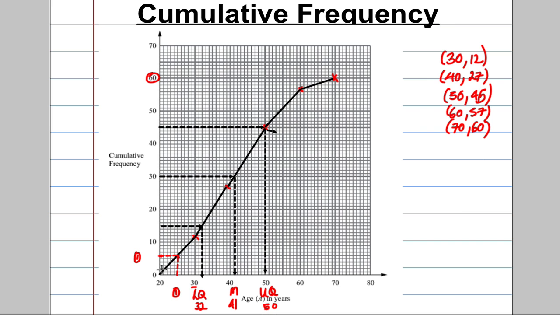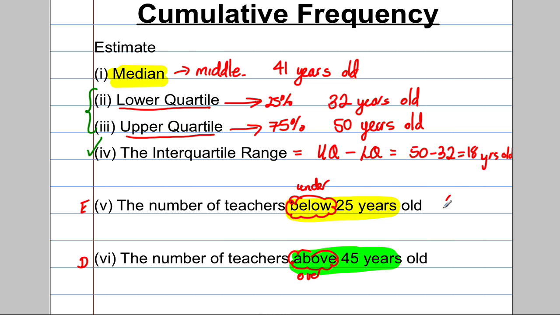And it's 1, 2, 3, 4, 5, 6. It looks like it's 6 people or 6 teachers. So that's an estimate. So you just draw your line up from 25 and read across, and it's nice and simple, and you think it's 6 teachers.